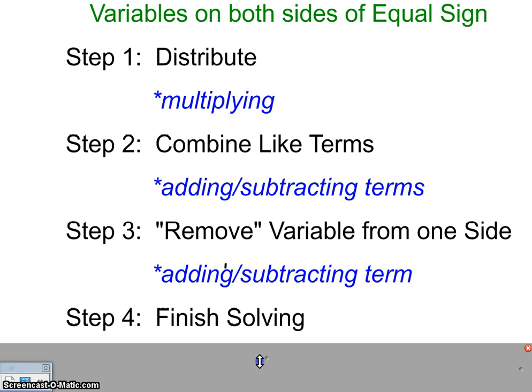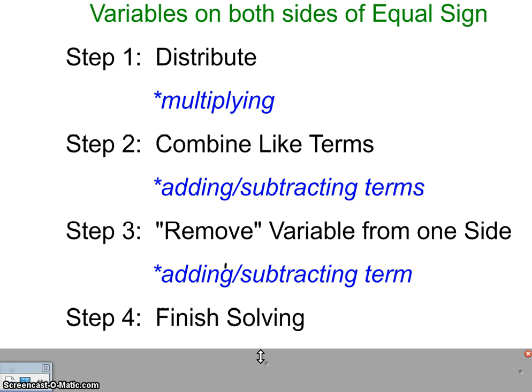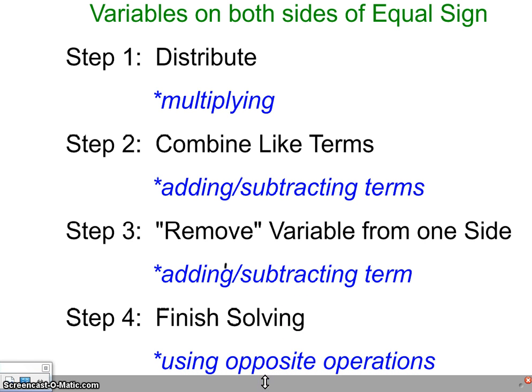And then finally, it's your aha moment. I know how to do it from here. Finish solving it out by doing your opposite operations. Okay, adding or subtracting the number and then dividing by the coefficient of the x. And then you will find your answer that you're looking for, the value for the variable.